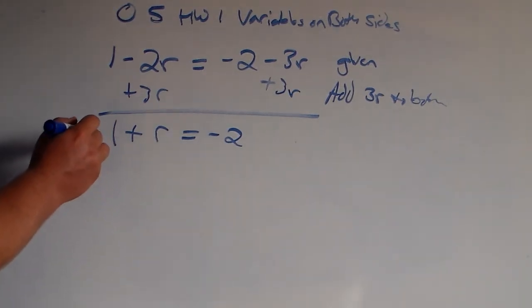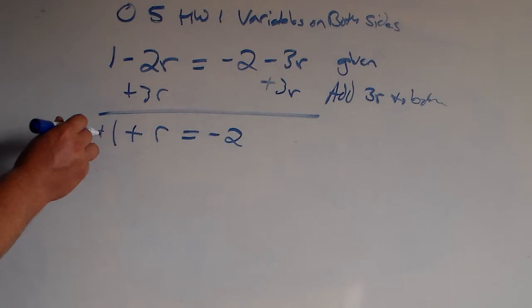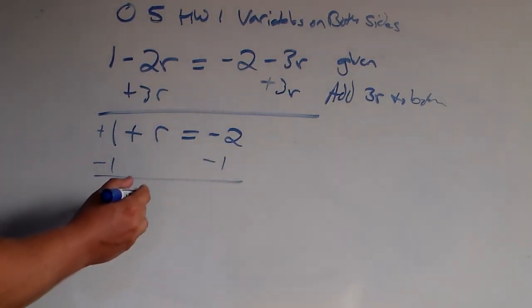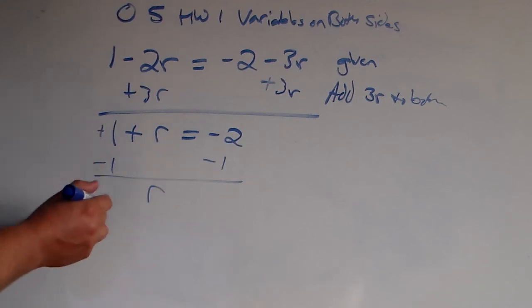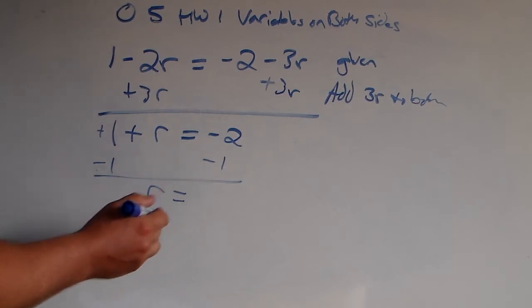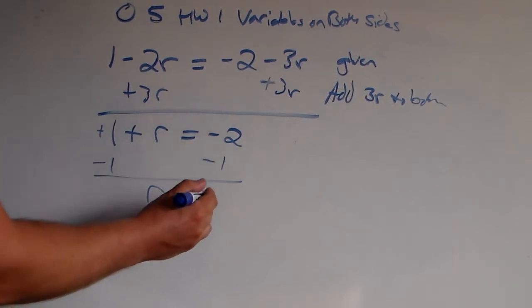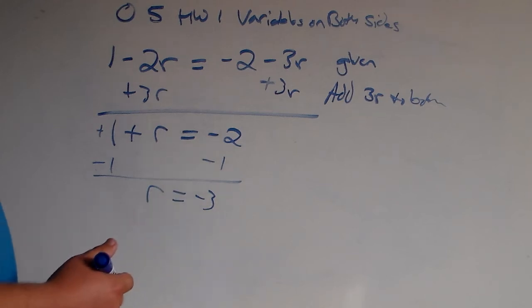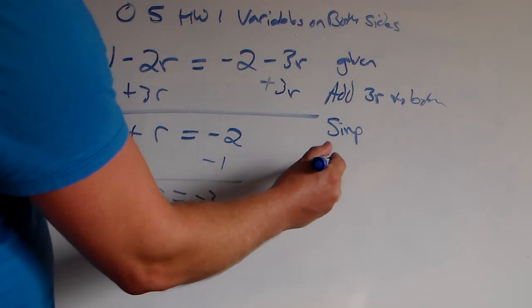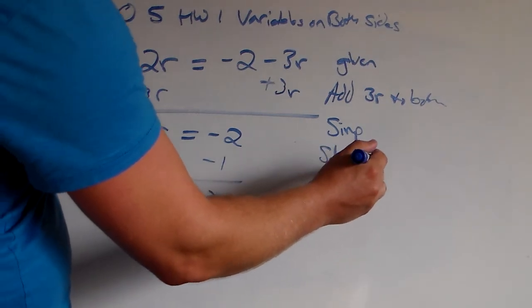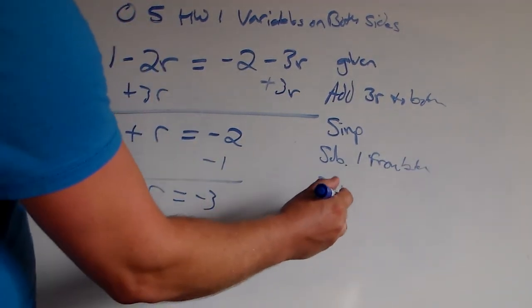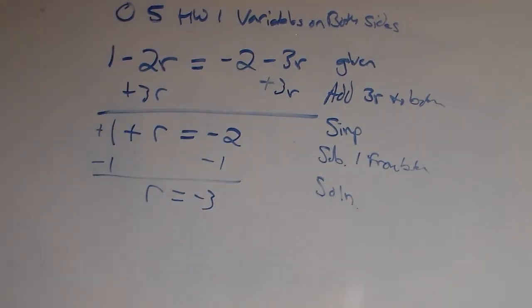Then we use our inverse operations. We know this is an imaginary plus sign in front, so positive 1, subtract 1 from both sides. Positive 1 minus 1 gets us 0, so we don't write anything. Our positive r, well, that's really just r, equals, well, negative 2 minus 1 gets us negative 3. So our answer is r equals negative 3. From both sides, and we have our solution of r equals negative 3.